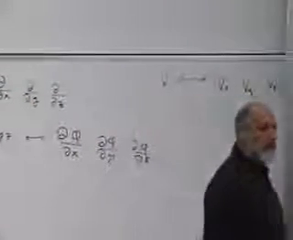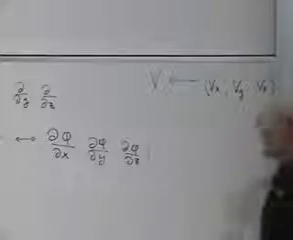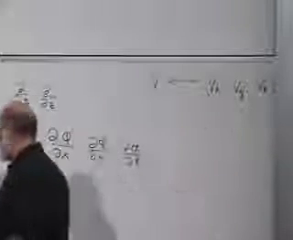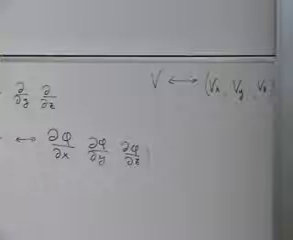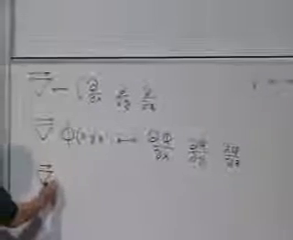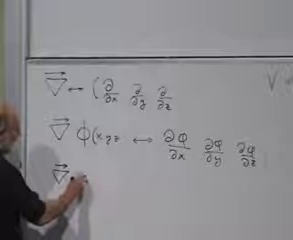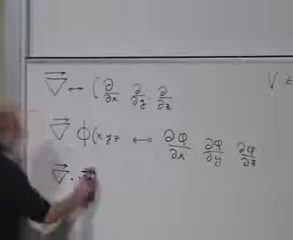Another example, supposing it acts on a vector field. It can also act on a vector field. What does it mean? Let's take del dot A. Let A be a, let's use V.